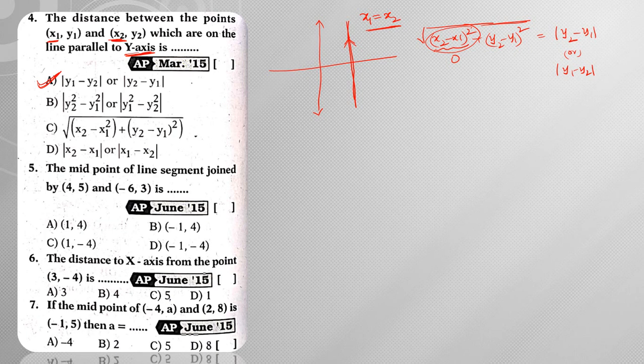The same way, if the condition is changed to x-axis, then you will have modulus of x1 minus x2 or x2 minus x1. That is nothing but option D, right? So that depends on the question.